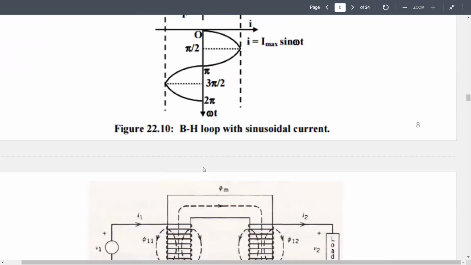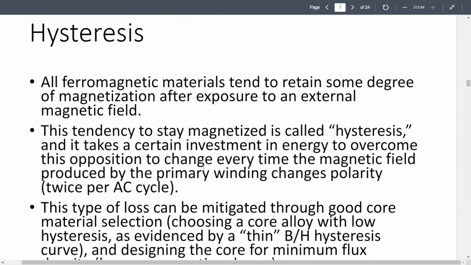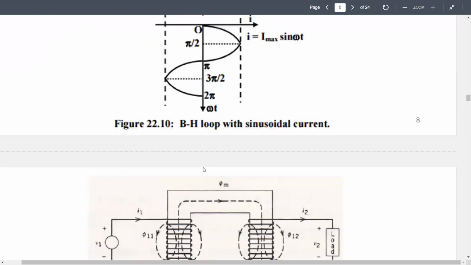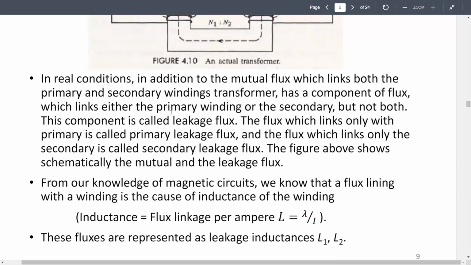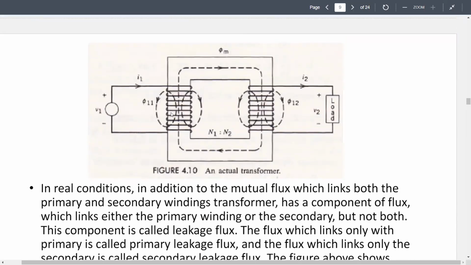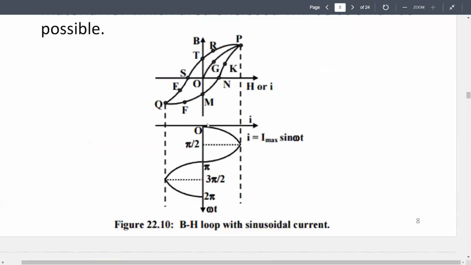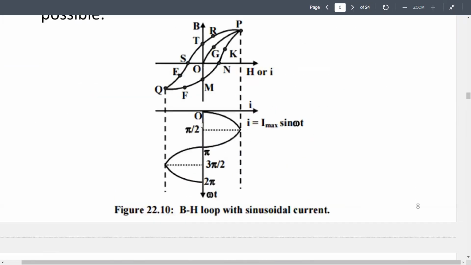Anyway, so these are the losses in the core. There are some other losses, like for instance, the losses in the windings. Since this is a winding, it will have inductance, and since these are made of copper, there will be resistive losses. The combined effect of this resistance and reactive components will give copper losses. For this experiment, we are not going to talk much about copper losses. We'll talk about core losses.